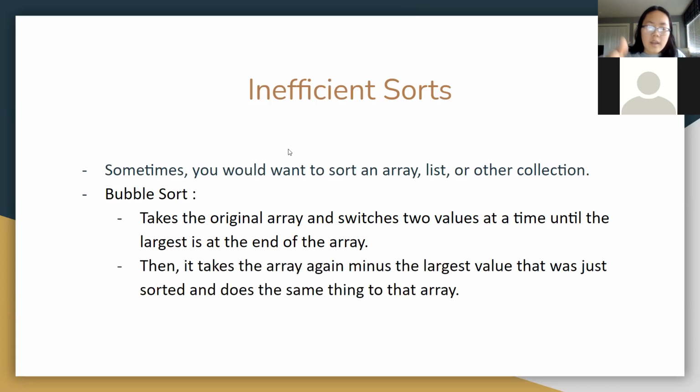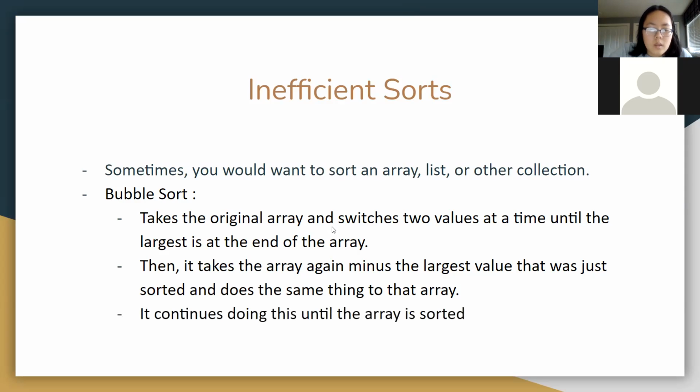And then it takes the array again, minus the largest value that we just sorted, right? So we do 1 less than the max of the array, and then we do the same to that array. So it's continuously putting the largest at the back of the array that we're considering right now until everything is sorted. It's called bubble sort. And it continues doing that until the array is sorted.